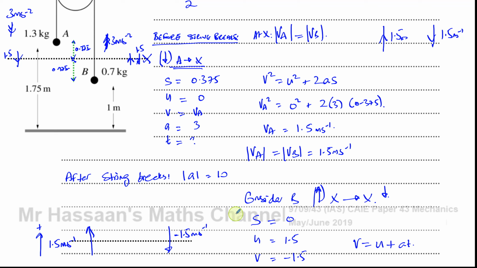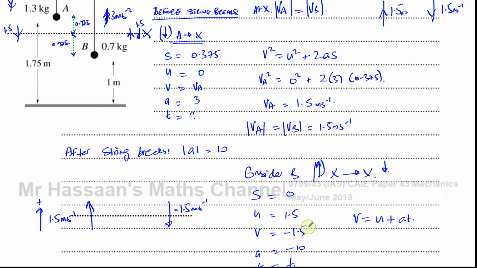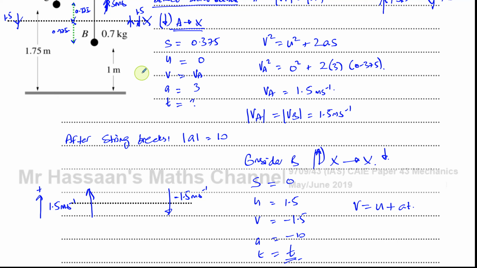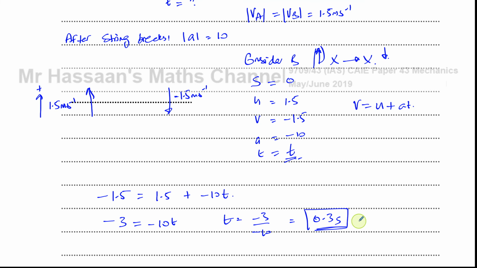So we're taking up as positive, right? So it's going up with 1.5. That means when it comes back down to the same level, when the displacement is 0, it's going to be going down at minus 1.5 meters per second. The acceleration is due to gravity. We've taken up as positive, so down is going to be negative. So a is negative 10, because acceleration due to gravity always acts downwards. And then we can see the only thing we need to find is the time. So here we have v equals u plus at, and we found the time, right?